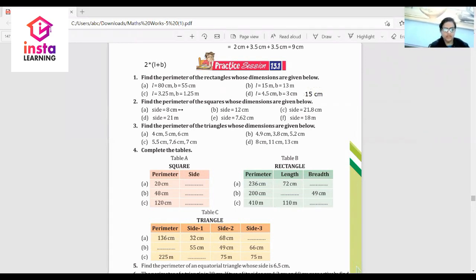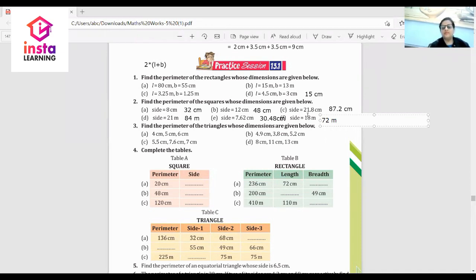So 8 fours are 32. This centimeter is the answer, because a square has all the sides equal. 12 fours are 48. Centimeter is the answer. Now it is 21.8 centimeters, so what we have to do is we have to multiply with 4. 8 into 4 is 32. 12 into 4 is 48.